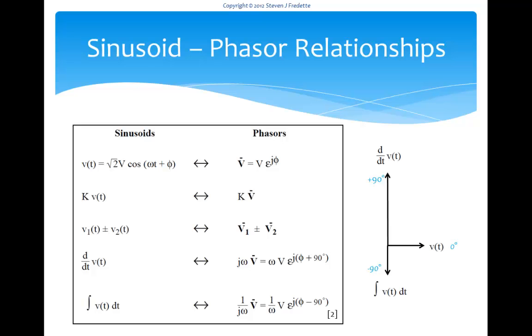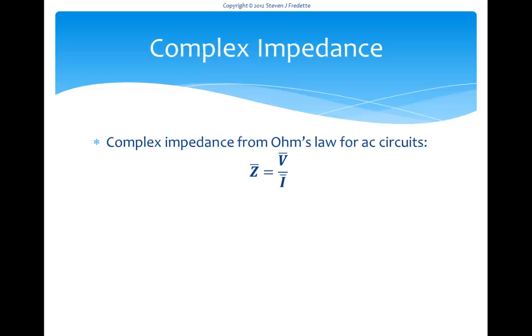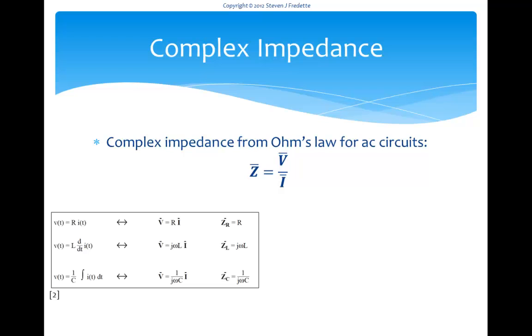So an example here for complex impedance using Ohm's law for AC circuit, the complex impedance Z is the relationship of the phasor voltage V divided by the phasor current I. The unit of Z would be in ohms. So here I show a relationship for resistor, inductor, capacitor. Remember from the previous slide, the properties of differentiation or integration come into play here.